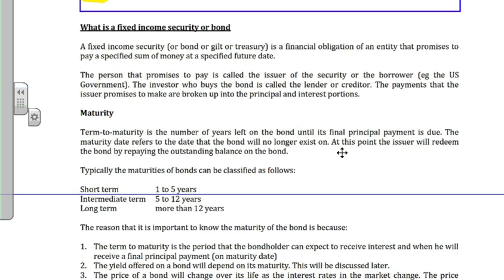we'll talk a little bit about a fixed income security. We talk about its maturity. Maturity is the number of years left on the bond until the final principal payment is due. It could be 1 year, 2 years, 5 years, 10 years. Each one will be different. A short-term bond is normally 1 to 5 years. An intermediate-term bond is 5 to 12, and a longer-term bond is more than 12 years.